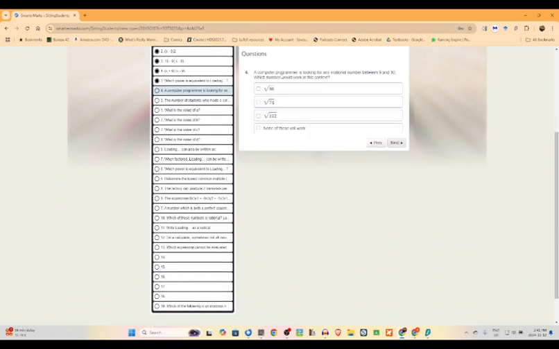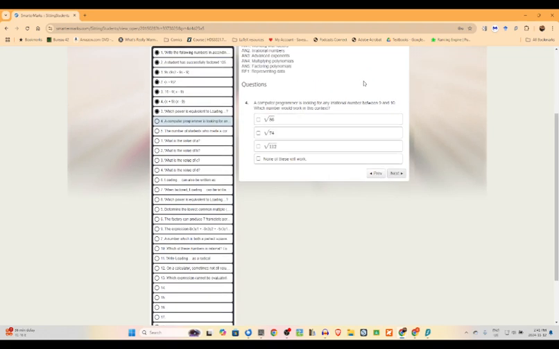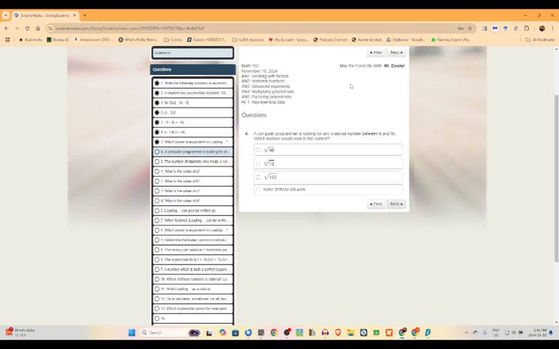Number 4. A computer programmer is looking for an irrational number between 9 and 10. So we're in algebra number 2, irrational numbers. Which number would work in this context? Well, 9 is the square root of 81. 10 is the square root of 100. So we need the radicand, the number inside the radical, to be between 81 and 100. Root 86 is the one that fits this bill.